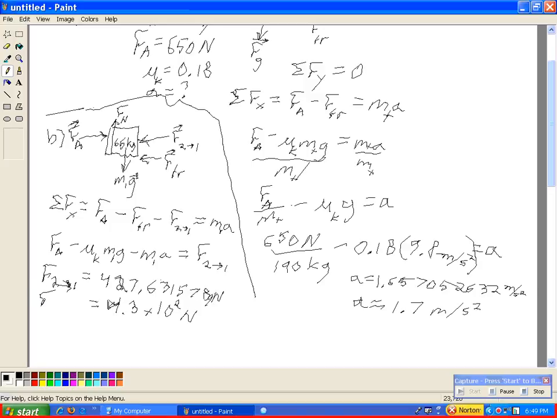So that's the force of box 2 on 1. Again, with Newton's third law, we know that the force that box 1 applies on 2 is the same thing, 4.3 times 10 to the 2 newtons. Okay, we're done with that part.